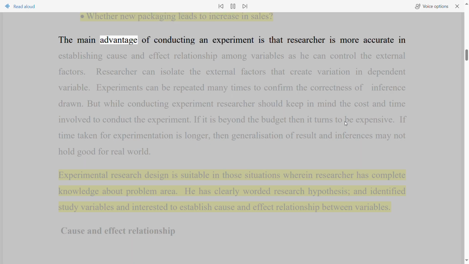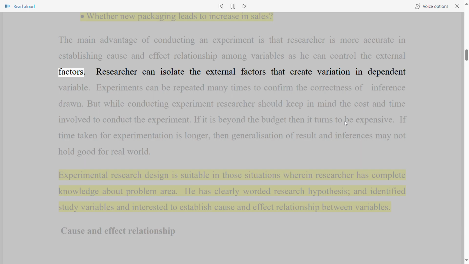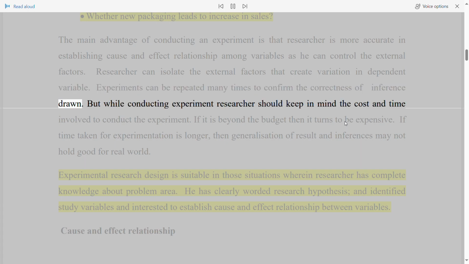The main advantage of conducting an experiment is that the researcher is more accurate in establishing cause and effect relationship among variables as he can control the external factors. The researcher can isolate the external factors that create variation in the dependent variable. Experiments can be repeated many times to confirm the correctness of inference drawn.